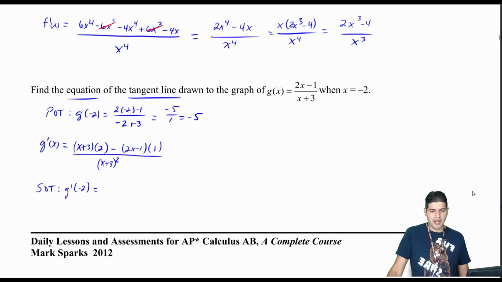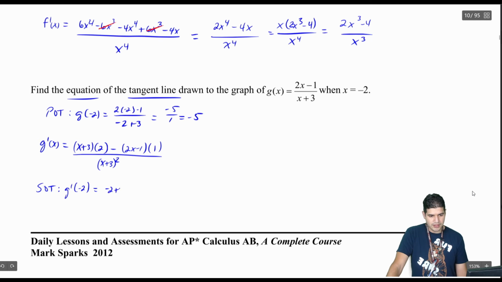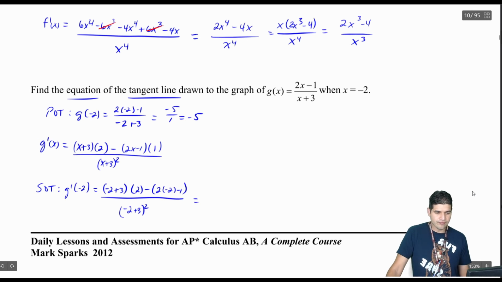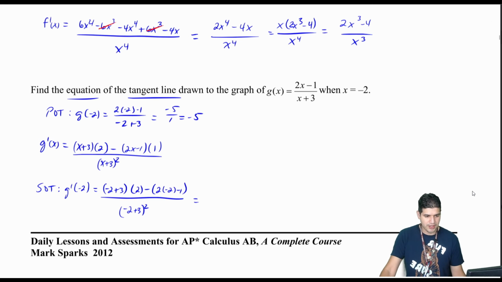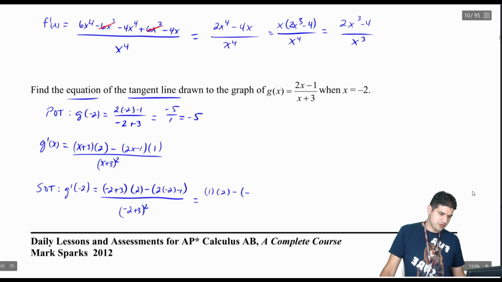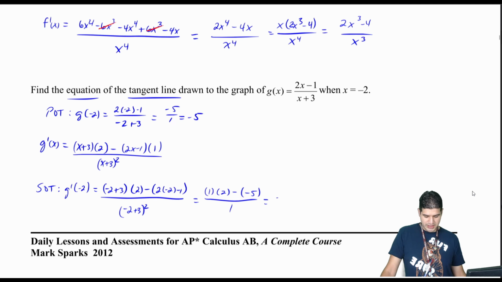All right, so I'm going to plug that in. I'm going to substitute it into my derivative function. So negative 2 plus 3, and that's going to get multiplied by 2, minus 2 times negative 2 minus 1, all over negative 2 plus 3 squared. Okay, so let's find what this value comes out to be. So I get 1 times 2 minus, let's see, that's negative 4 minus 1, so minus 5, all over 1 squared, so all over 1. Okay, so I get 2 plus 5, which is 7.